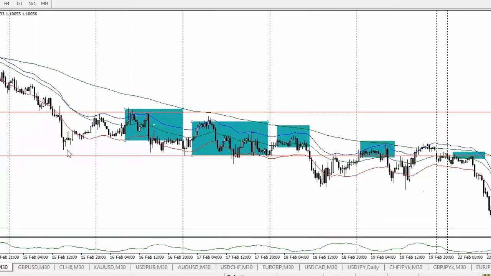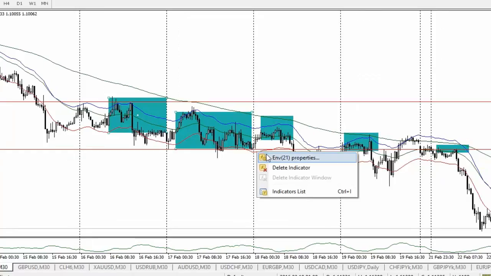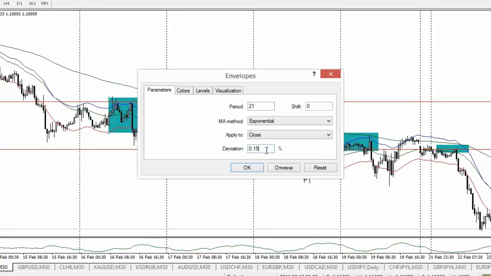Guys, I guess that you catch my point. Yes, both moving averages are exponential, right? They are exponential. They are not simple. Okay, so I guess that I should set the deviation equal to possibly 0.13 here.